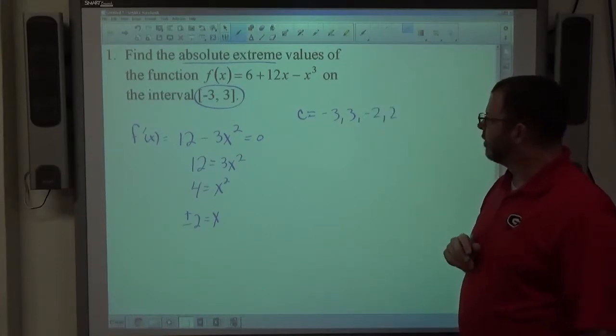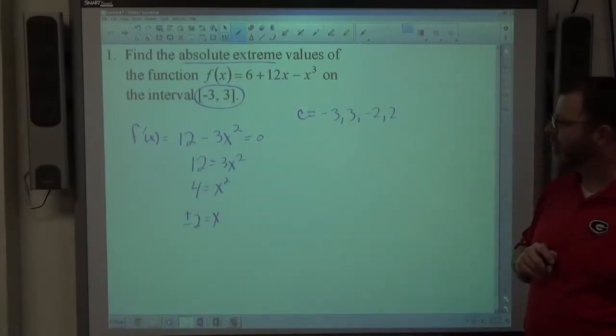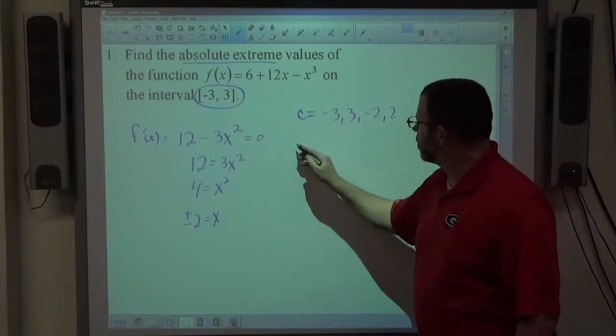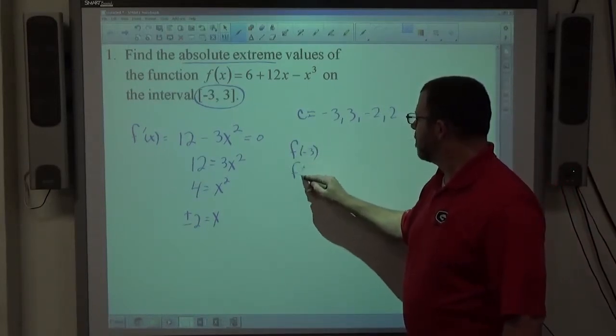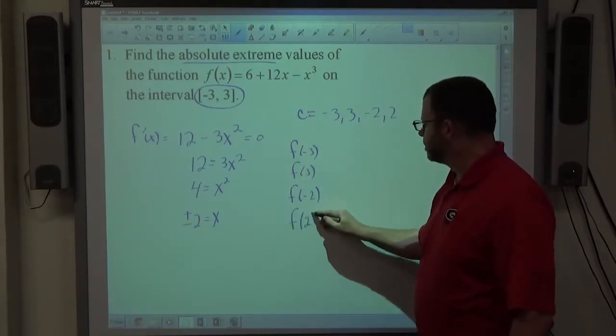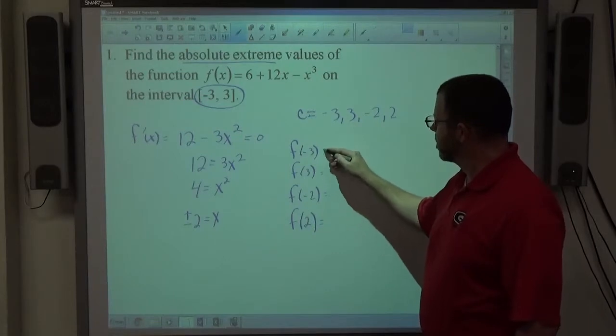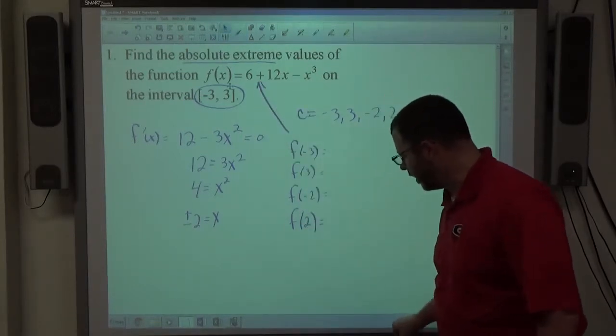The other criteria for critical numbers would be anywhere the derivative is undefined. Polynomials aren't undefined, so that's irrelevant. So these are the only critical numbers of the problem. Now if I evaluate f of -3, f of +3, f of -2, and f of +2, notice they're f of, so we're going back to the function itself to evaluate it.